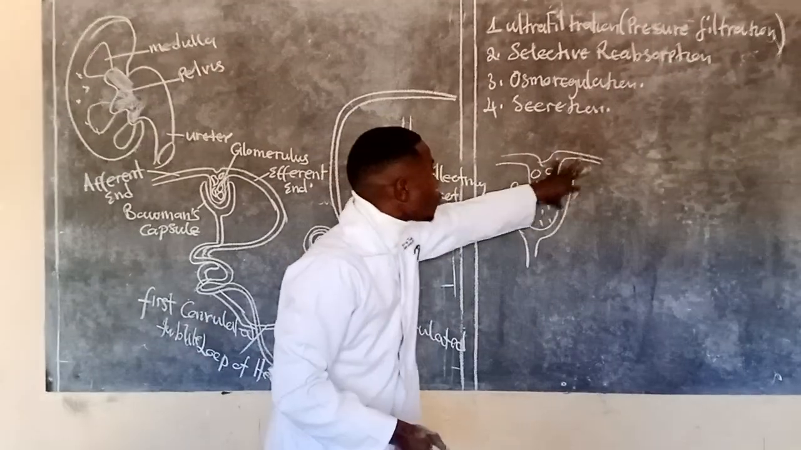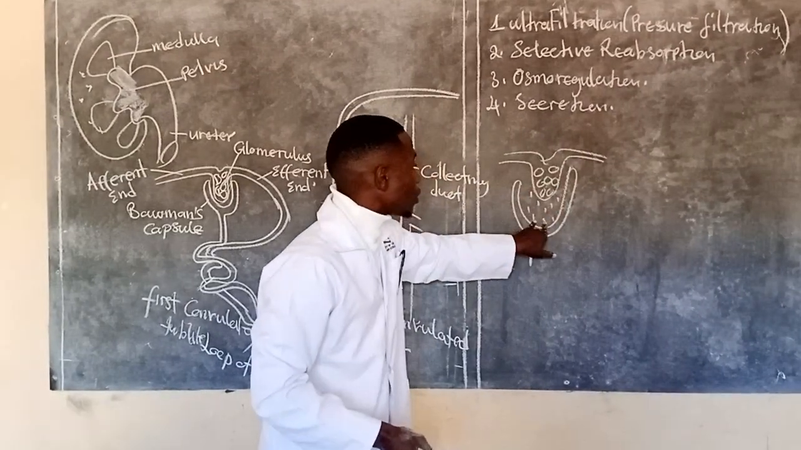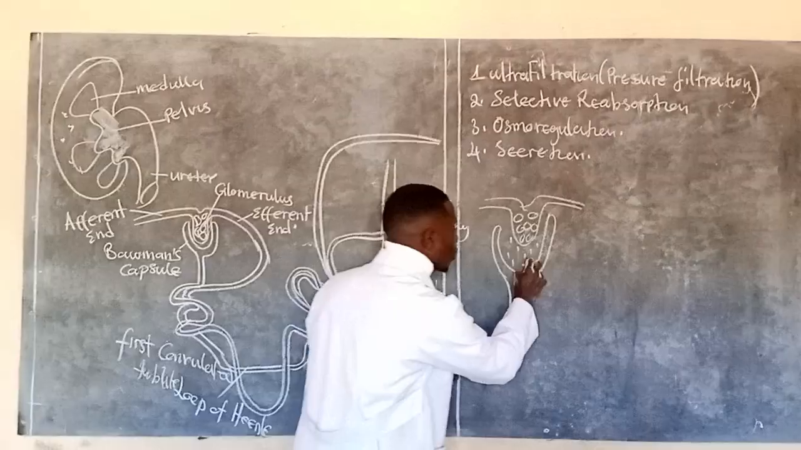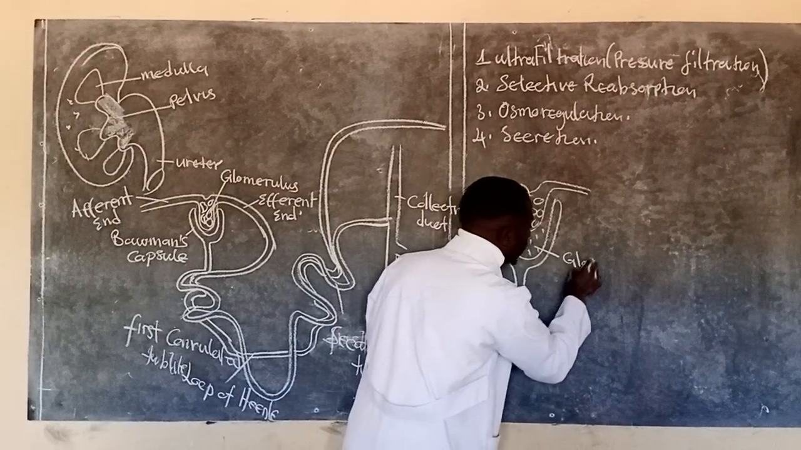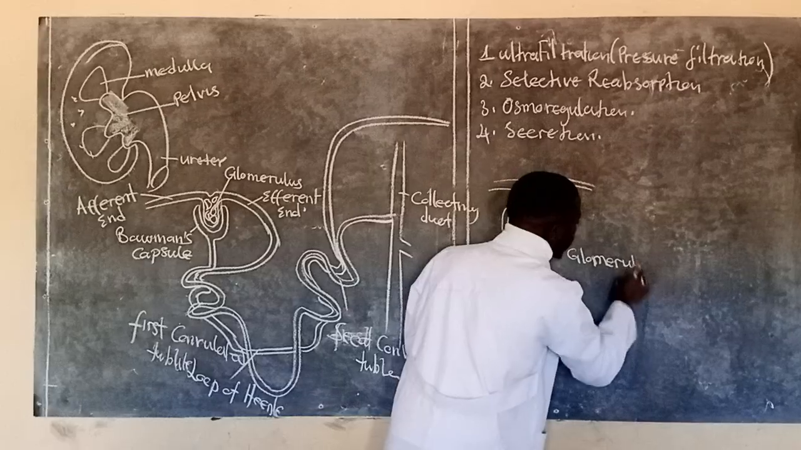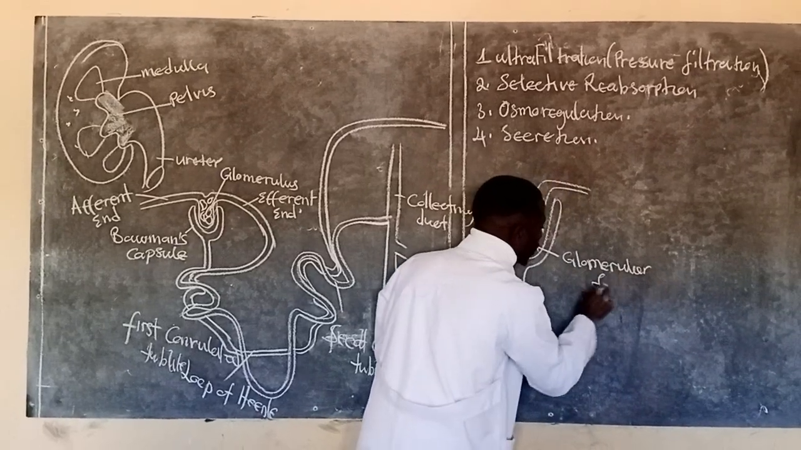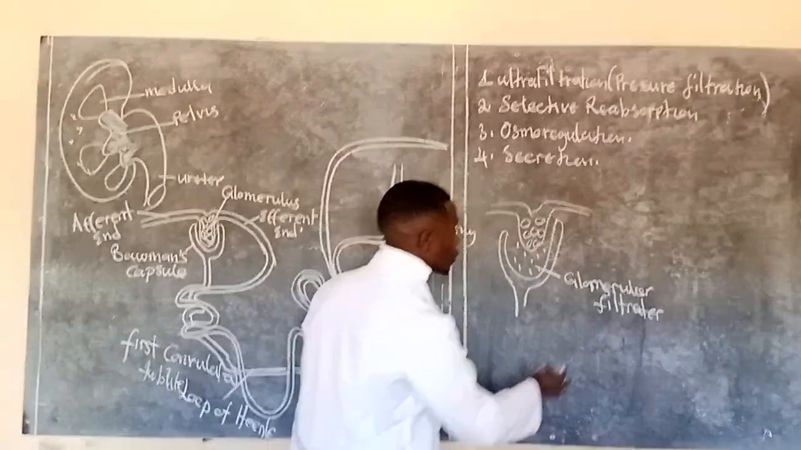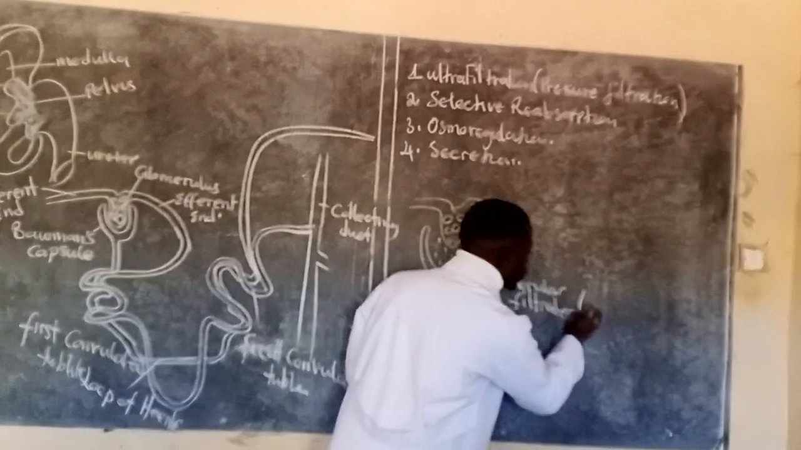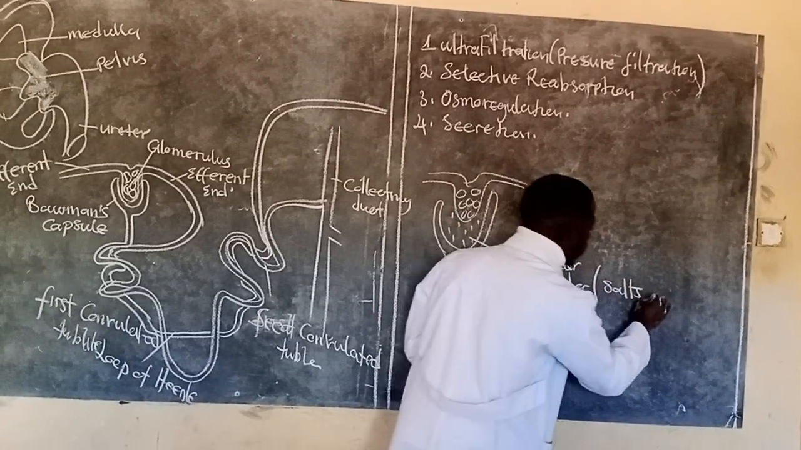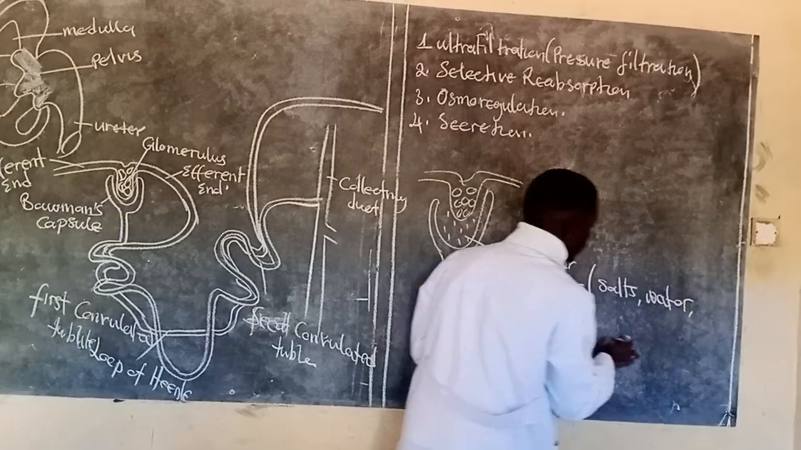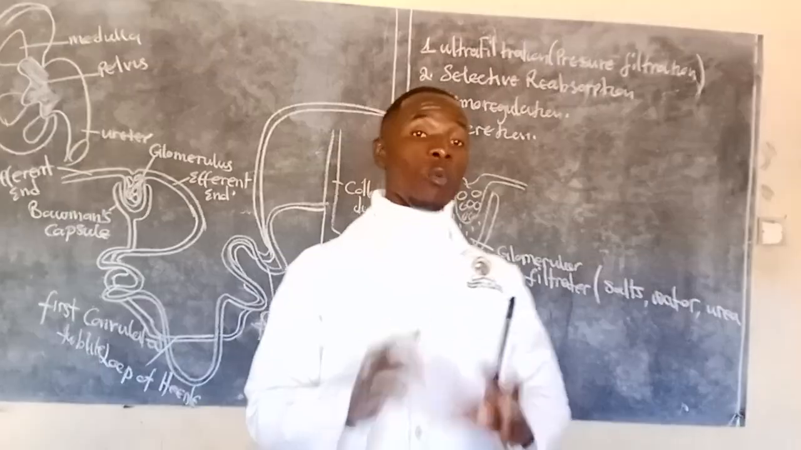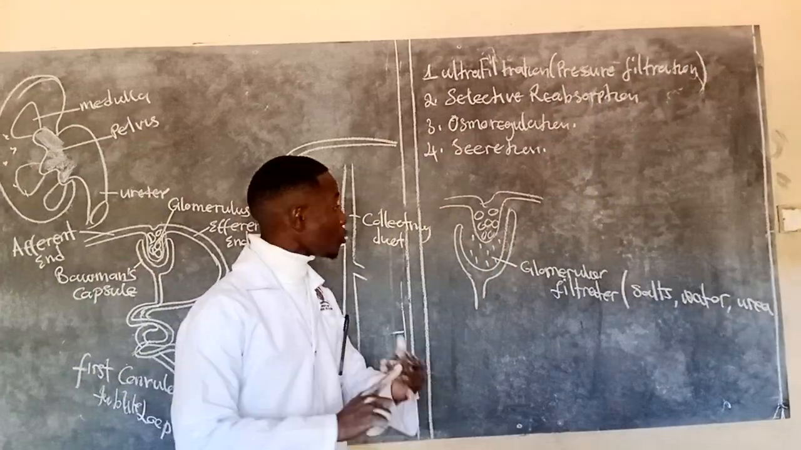Now, during the filtration, our smaller molecules will be filtered out into the Bowman's capsule. These smaller molecules are called glomerular filtrate. Now, what are these smaller molecules that we need to know? Number one, we have salts. We have water. We have urea. So these are the smaller molecules. They can ask you what substances are filtered out in the glomerulus, so you give them the smaller molecules.